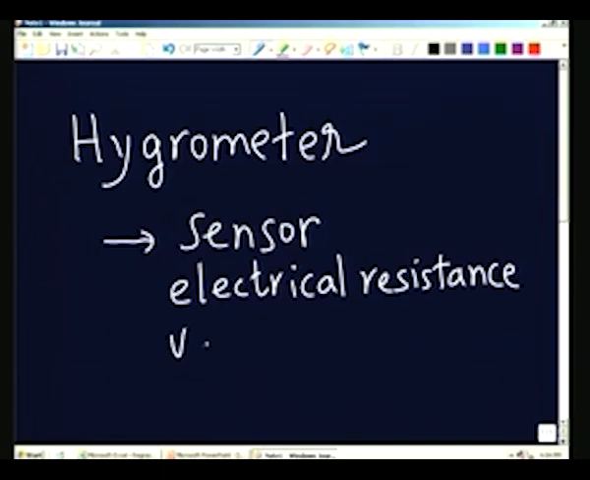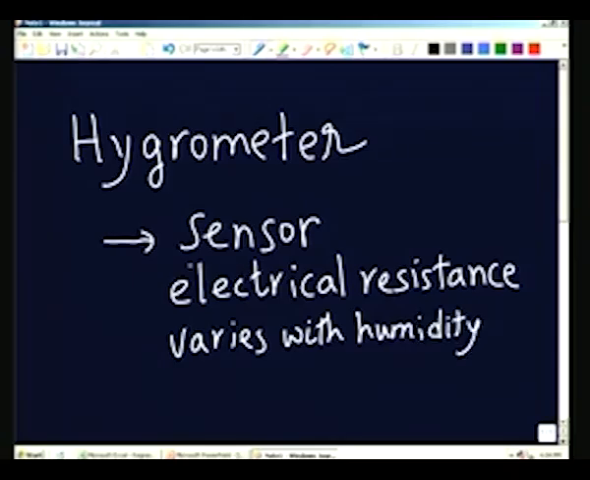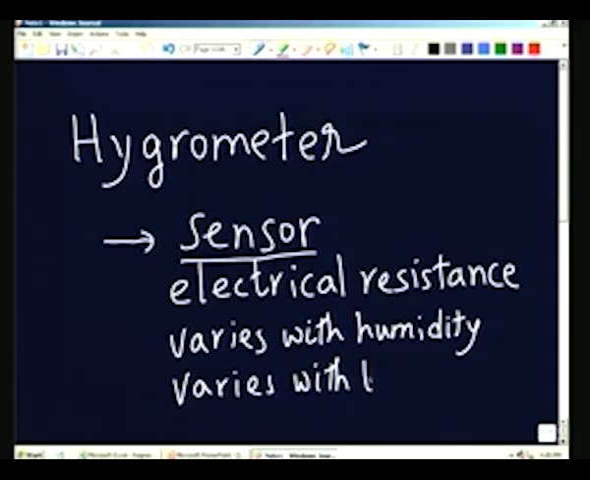varies with humidity. Hygrometer measures the humidity in the atmosphere, and the sensor which is used in the hygrometer has an electrical property called electrical resistance, which varies with humidity. Unfortunately, it also varies with temperature. That is, if it were a function only of humidity, I would not have any problem, but it also varies with temperature.